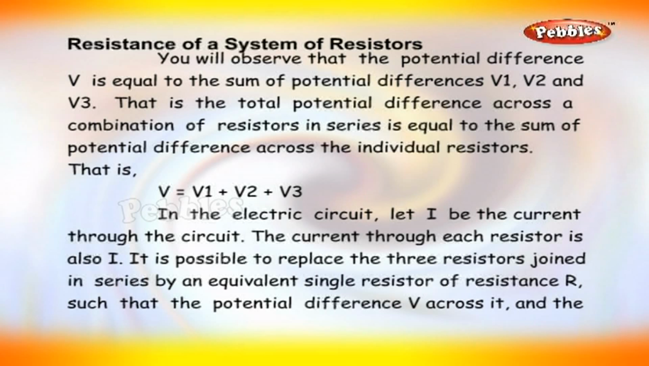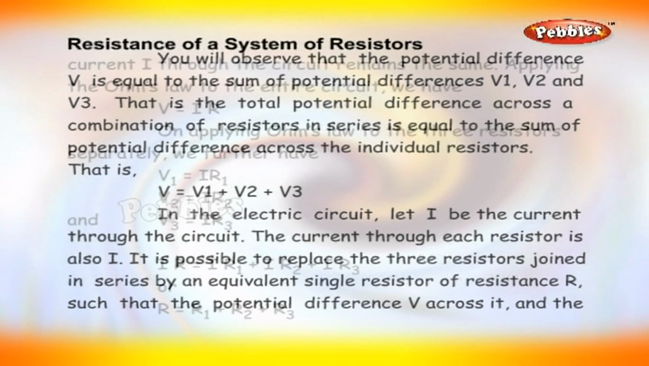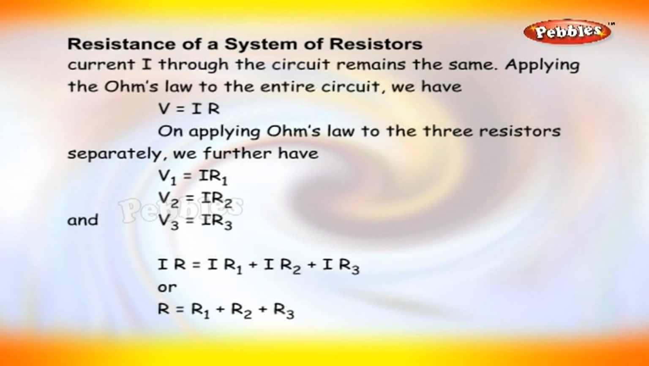That is, the total potential difference across a combination of resistors in series is equal to the sum of potential difference across the individual resistors. That is, V is equal to V1 plus V2 plus V3. In the electric circuit, let I be the current through the circuit. The current through each resistor is also I. It is possible to replace the three resistors joined in series by an equivalent single resistor of resistance R such that the potential difference V across it and the current I through the circuit remains the same.